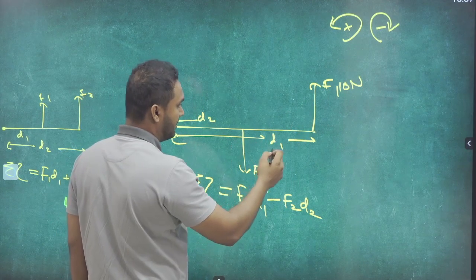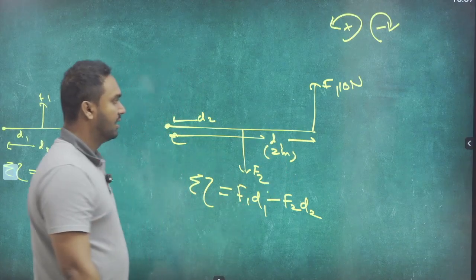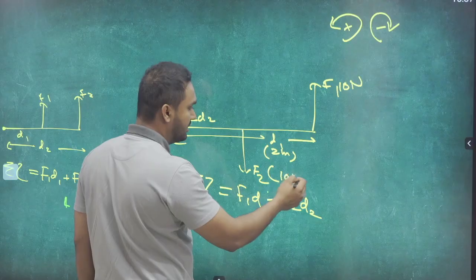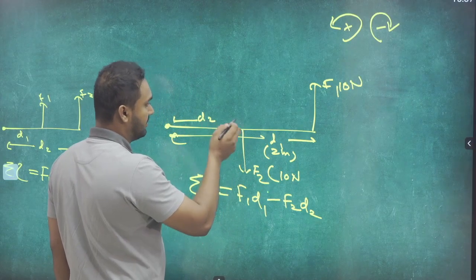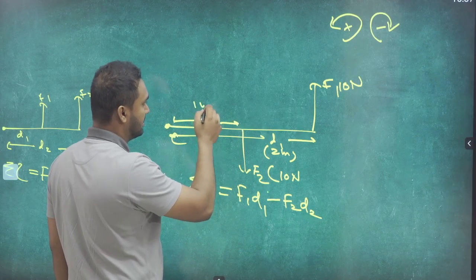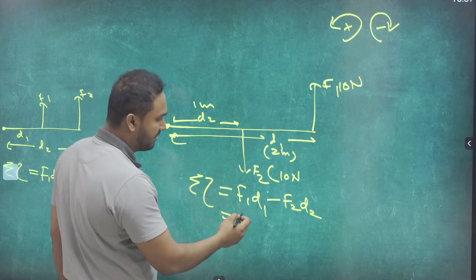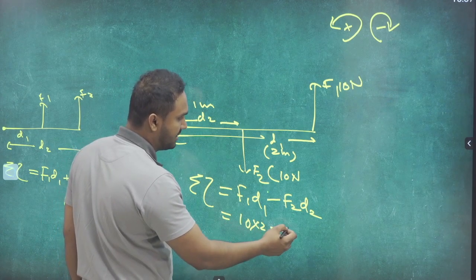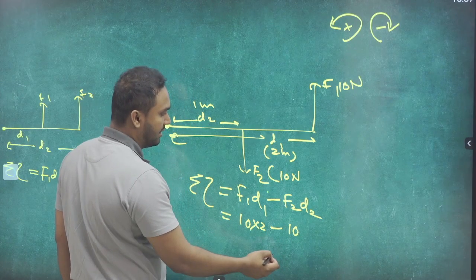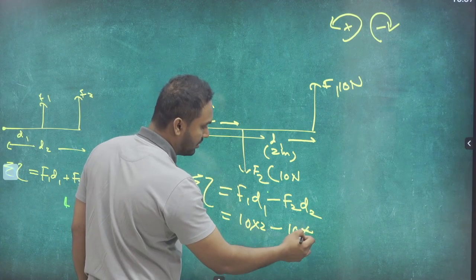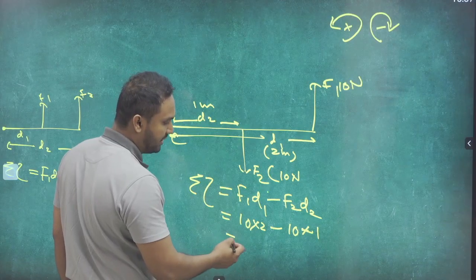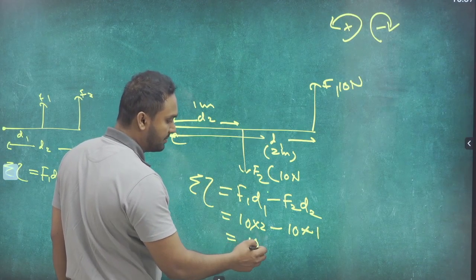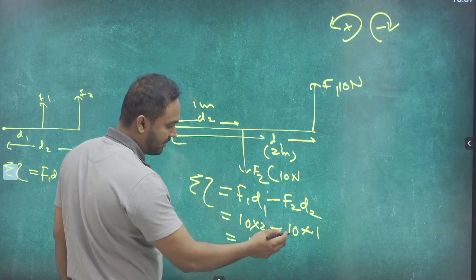Here it's 2 meters, right? And this is, let's say, again 10 newtons, but at a distance of 1 meter. So F1 d1 will be 10 newtons into 2 meters, minus F2, which is 10 newtons into 1 meter. So it will be 20 minus 10, which is 10. Plus or minus now? Yeah, it's plus, right?